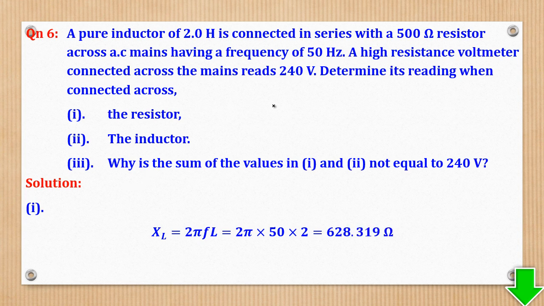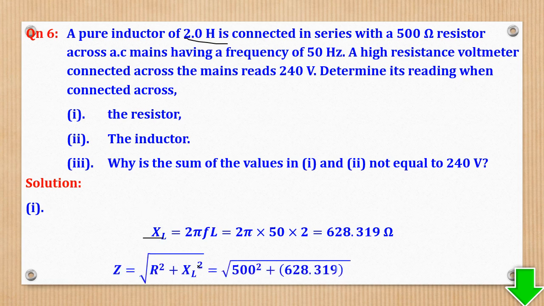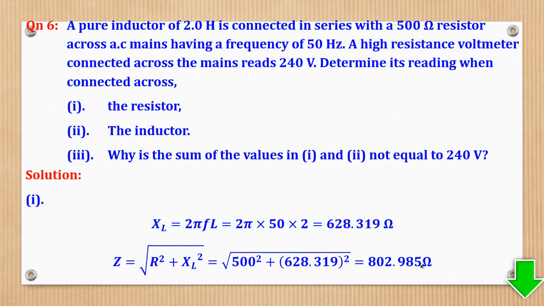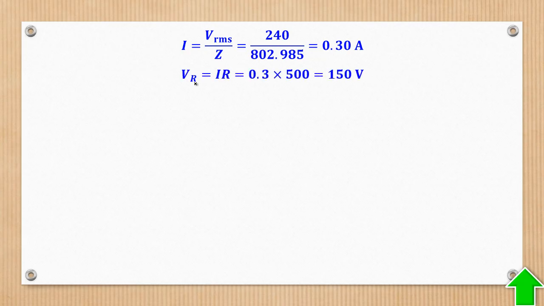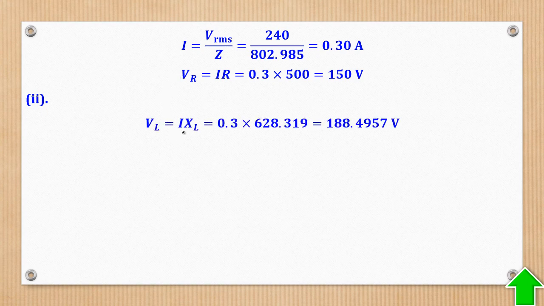Roman 1, we know the inductance is this, so I can get inductive reactance. My aim is to first get the total current. So after getting inductive reactance, I can get impedance from square root of R squared plus XL squared, which gives you this. Therefore, from impedance, I can get the total current, which is that. And therefore, now I can get VR from IR, and also I can get VL from I XL. Then Roman 3, why the sum is not the same?